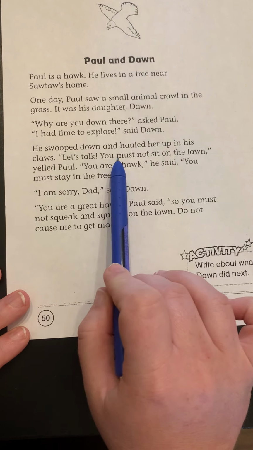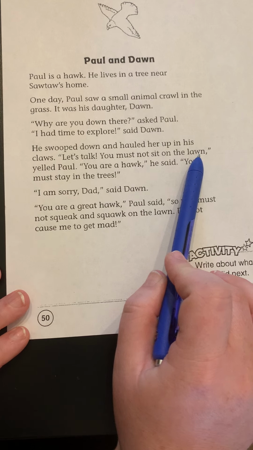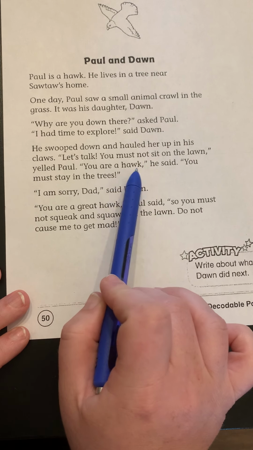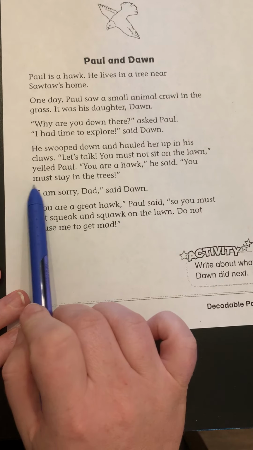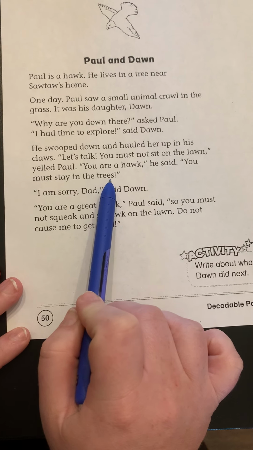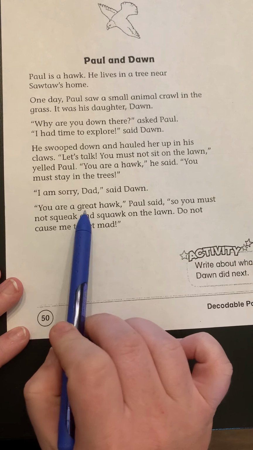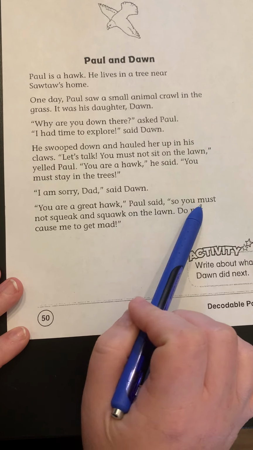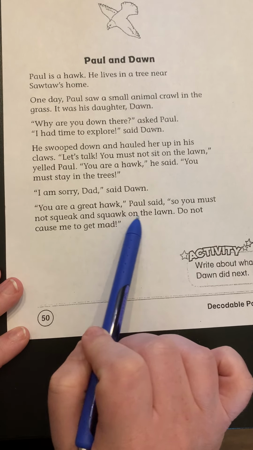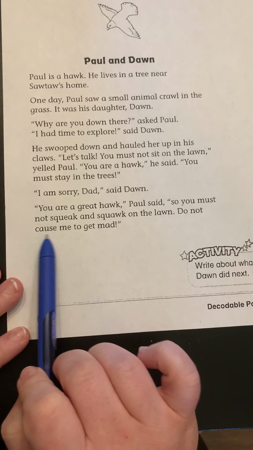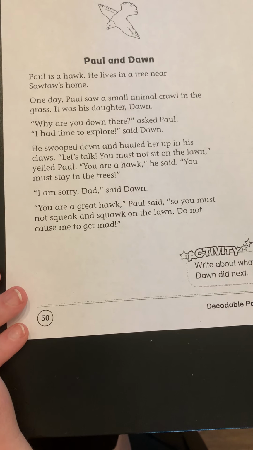"Let's talk." "You must not sit on the lawn," yelled Paul. "You are a hawk," he said. "You must stay in the trees." "I am sorry, Dad," said Dawn. "You are a great hawk," Paul said, "so you must not squeak and squawk on the lawn. Do not cause me to get mad."